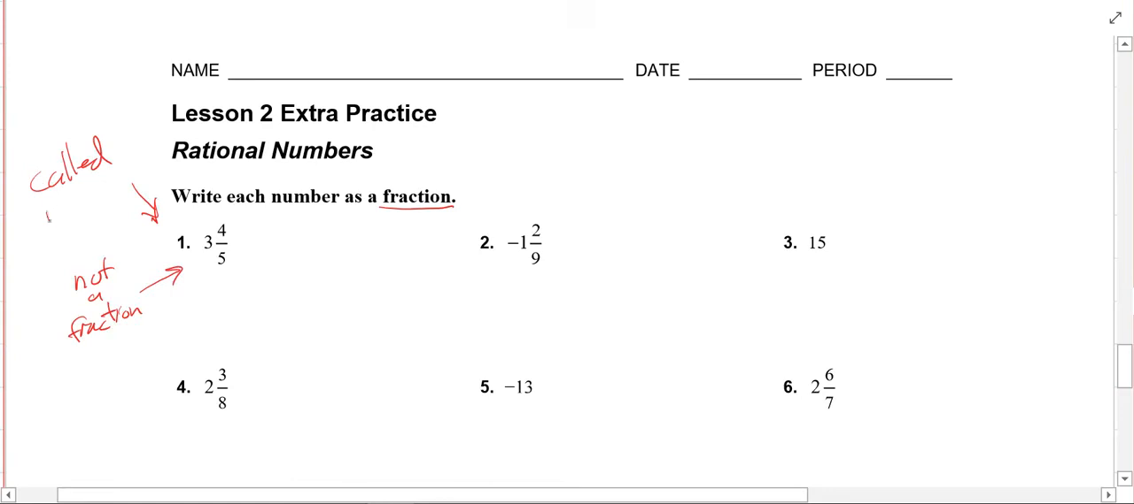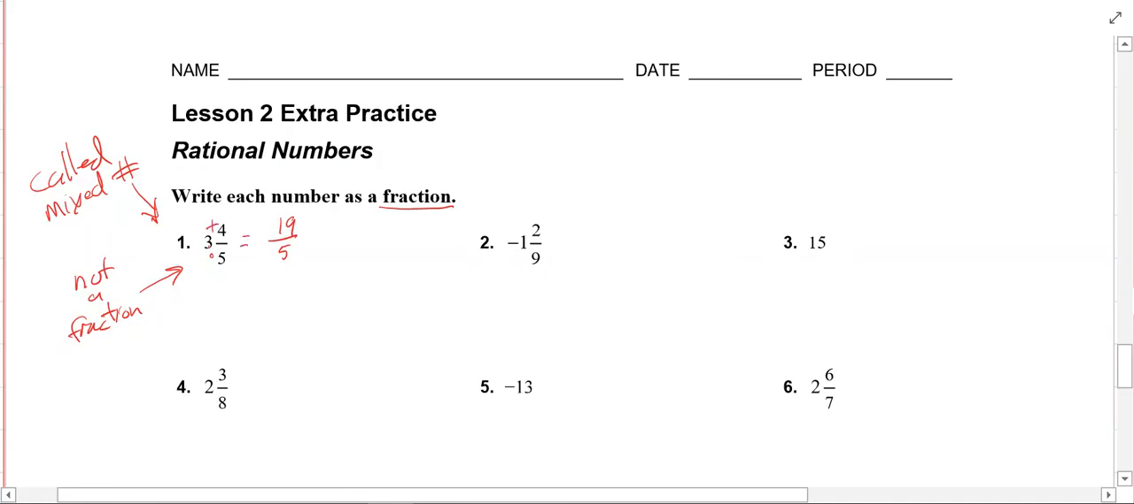It's called a mixed number. That's what it's called. Okay, so here we go. 3 4/5. Now, how do we do this? Well, we say that 5 times 3 is 15, and 15 plus 4 is 19 fifths. Okay, that now is a fraction. That's what they want you to do.